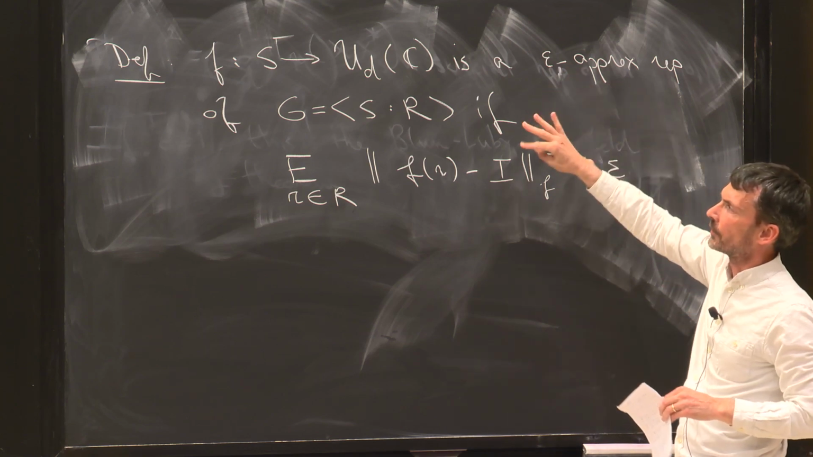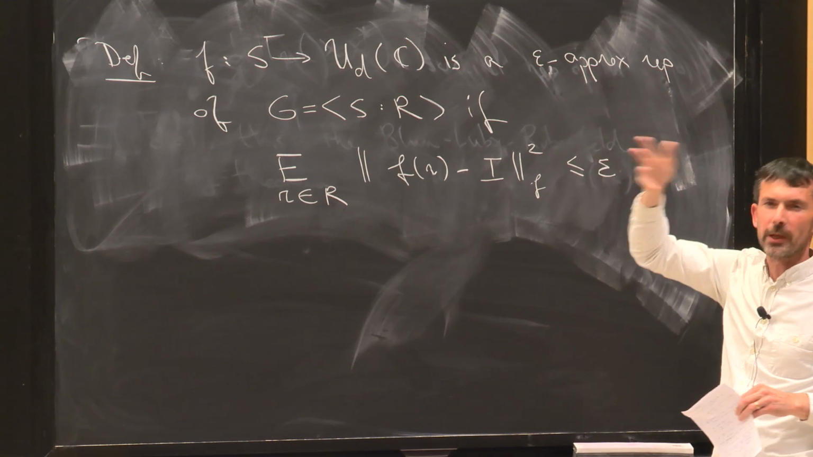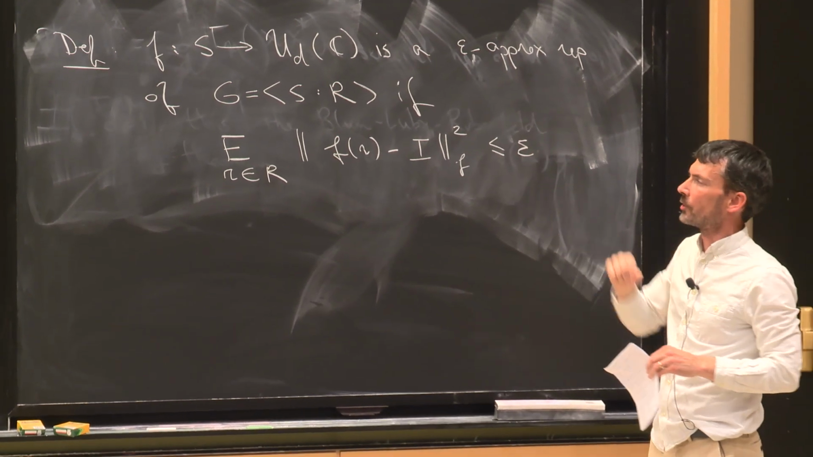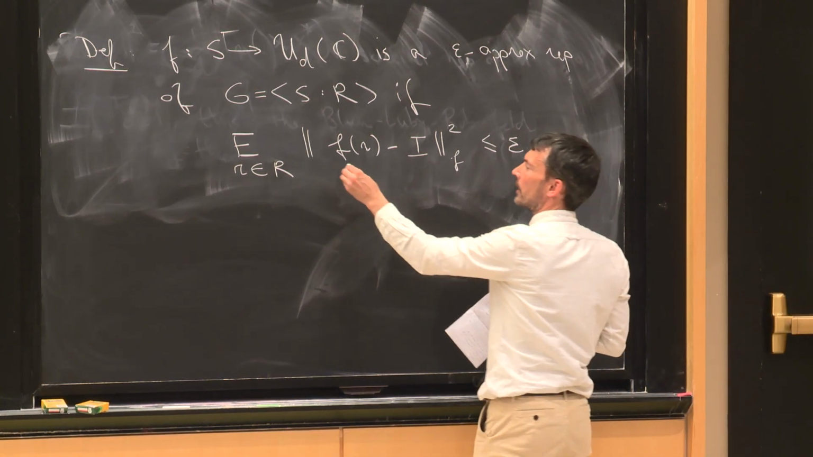So as part of the definition, this would be an epsilon-approximate representation with respect to some distribution, but let's just imagine that the distribution is uniform. There's a finite set of relations. And what do I mean by that?